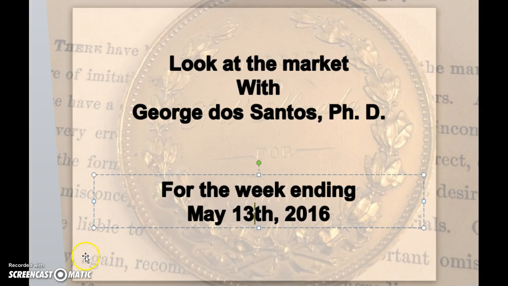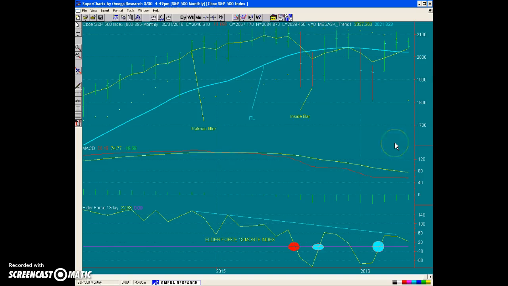We'll start off by looking at the monthly chart as we usually do. So this is the monthly chart of the S&P 500. Let's take a look. First of all, we have the Kalman filter crossing above the instantaneous trend line for the first time on this monthly chart since it went below, below the Kalman filter way back when, in the middle of June of 2015. So how significant is this?